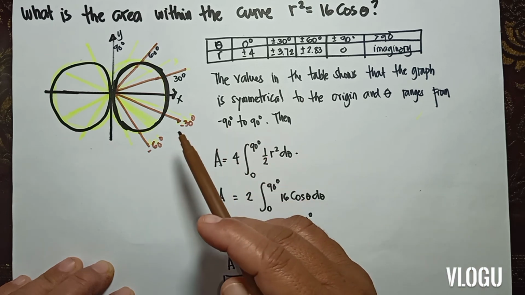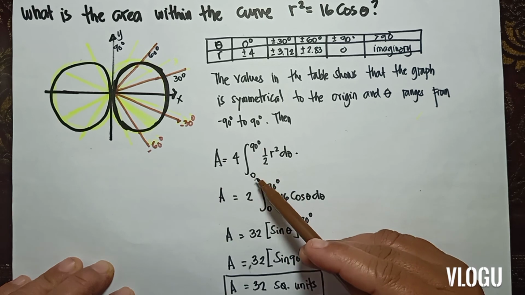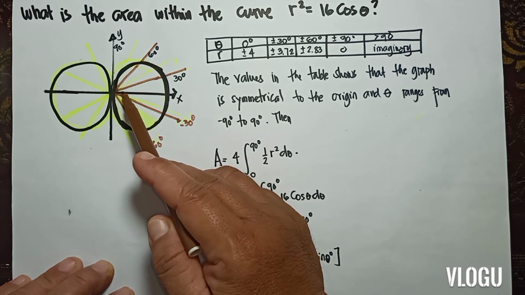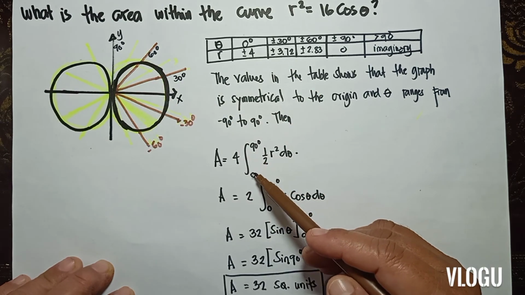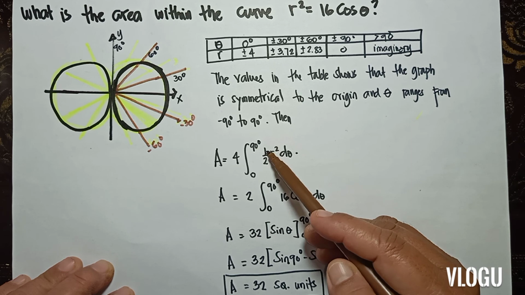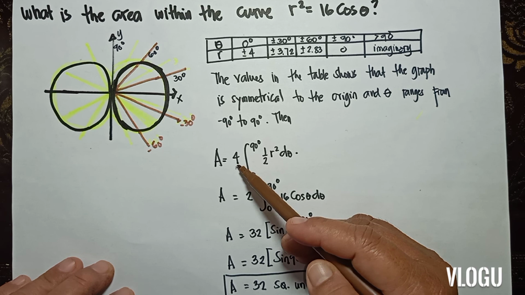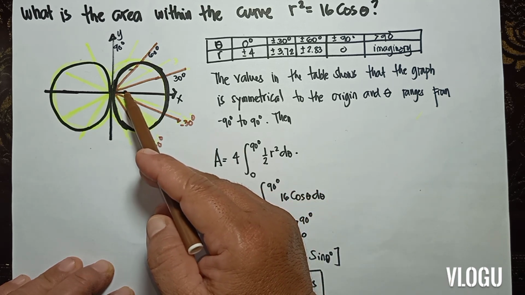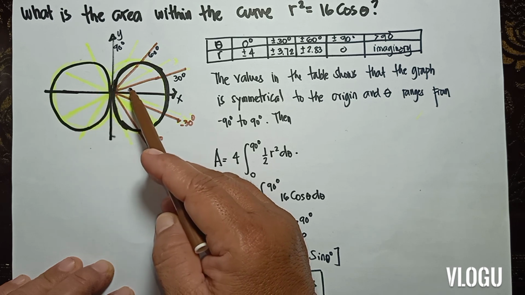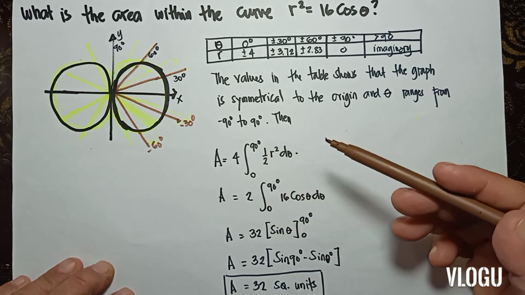So if we are going to start our lower limit from 0 to 90 degrees, meaning we cut the first area into half. So that's the reason you will have 0 to 90 degrees, 1 half r squared d theta. But then you are going to multiply outside with 4. Why 4? Because we take only 1 half of the first area. And you have 2 areas. And we take only 1 half. So that's the reason you multiply with 4.